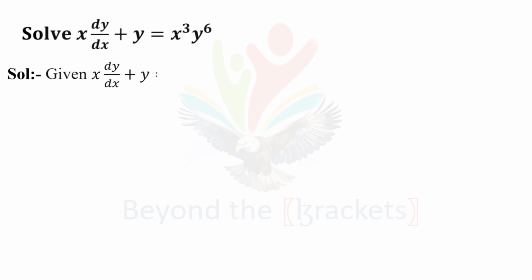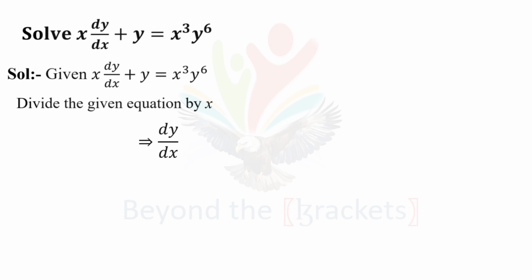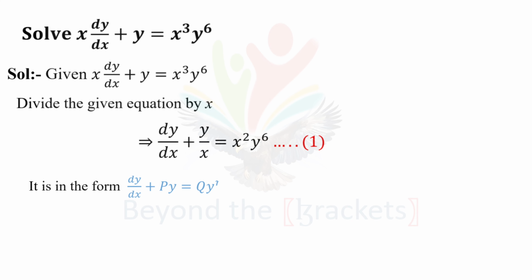Before solving, let's identify the type of equation. Comparing it with Bernoulli's equation, we know it's a first order differential equation that includes dy by dx, a y term and a y power n term. To bring this equation into Bernoulli's form, we should make sure there's no coefficient with dy by dx. So we'll divide the whole equation by x. Now it becomes dy by dx plus y by x is equal to x square into y power 6. It is of the form dy by dx plus py is equal to q into y power n.